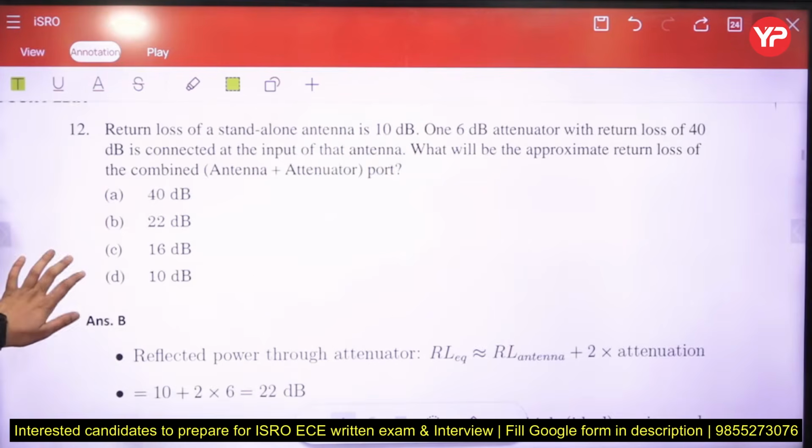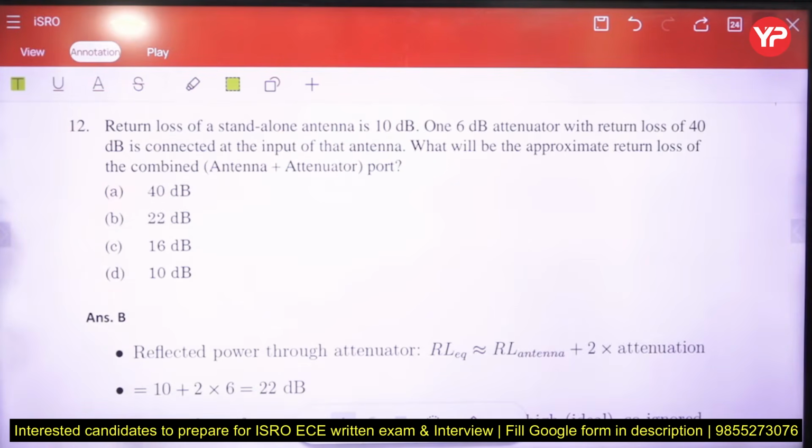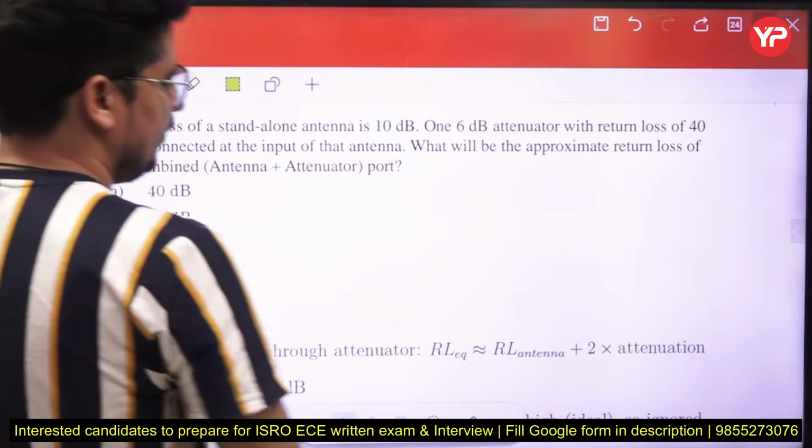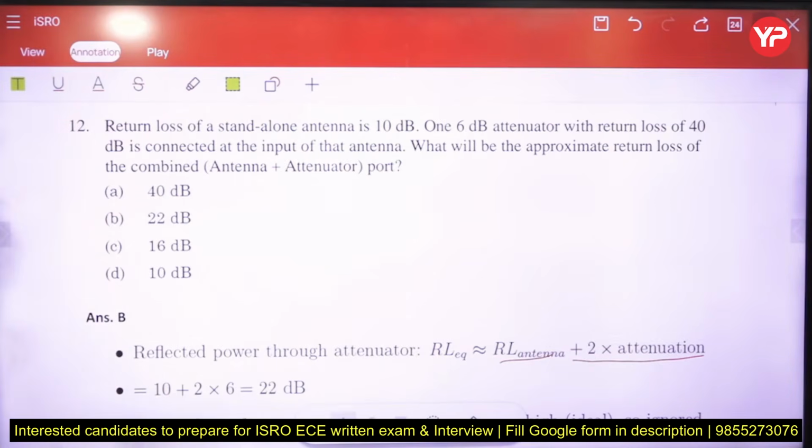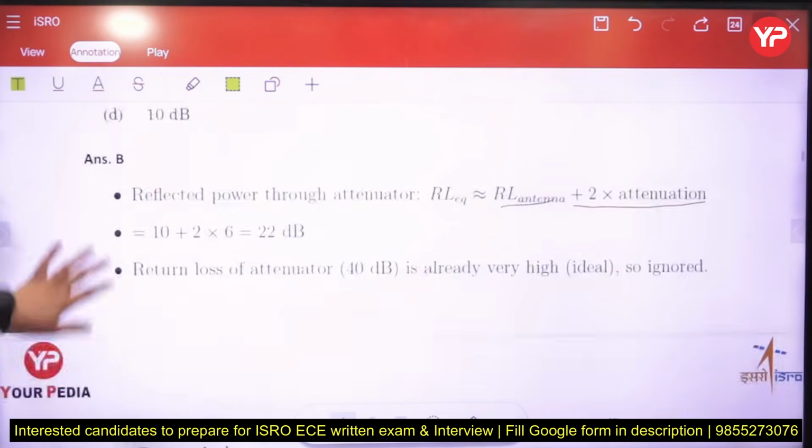Okay. Return loss of a standalone antenna is 10 dB. A 6 dB attenuator with a return loss of 40 dB is connected at the input of this antenna. What will be the approximate return loss of antenna plus attenuator? The attenuator has a return loss of 40 dB. So when you are calculating the total return loss, that will be the return loss of the antenna plus 2 times the attenuation of the attenuator. So what will be the answer? The answer will be 22 dB. That is in dB.